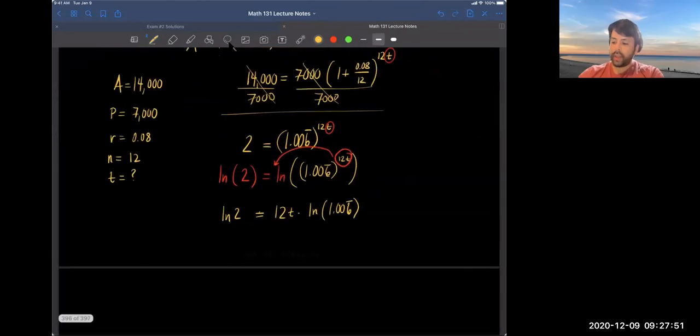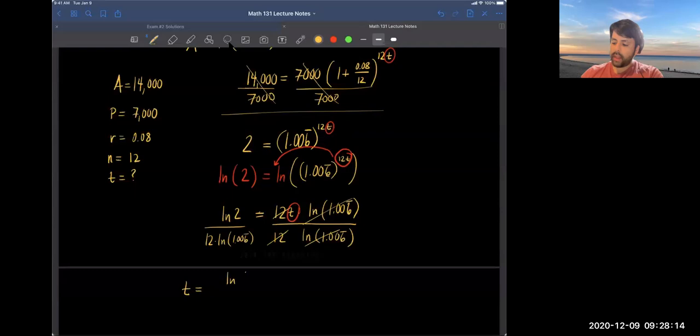And now what am I looking for again? T. So I need to get rid of everything that's next to t. Divide by 12, divide by ln of 1.006 repeated. The 12s cancel. And what does t equal? t equals ln of 2 divided by 12 times ln of 1.006 repeated.